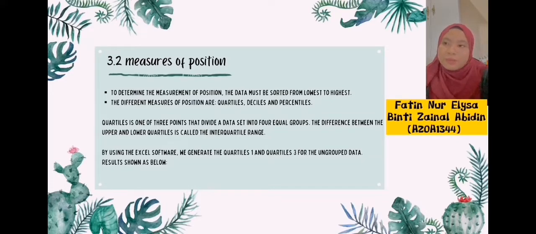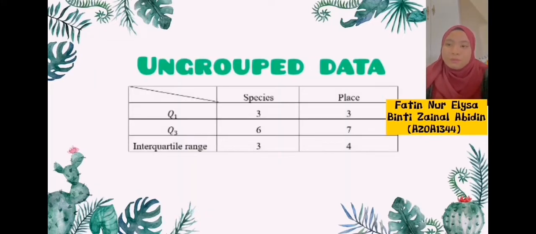By using Excel software, we generate quartile 1 and quartile 3 for the ungrouped data. So the result is, for quartile 1, species and place is 3. For quartile 3, species is 6, place is 7. For interquartile range, for ungrouped data, species is 3, place is 4.